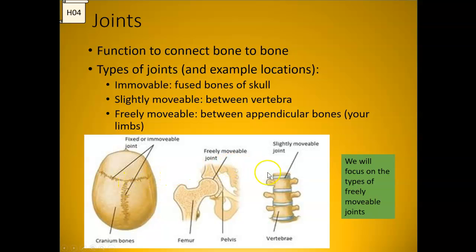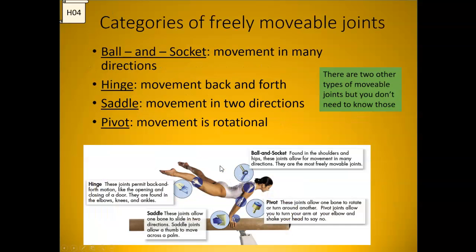Then we have things that are slightly movable. Those are on the far right here, which would be like in your spine. So each individual vertebra can move a little bit relative to the vertebra above it or below it, but not a whole bunch. And then we've got what we call freely moving joints. So around any one particular joint, they can move around the most. These are mostly in your appendicular skeleton, and we'll focus on the freely moving joints the most.